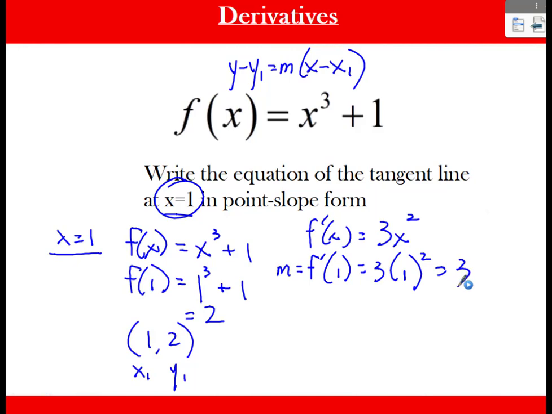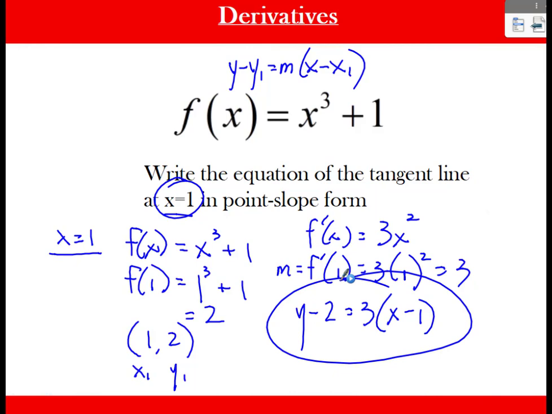And so if we plug these in, y minus y1, which is 2, equals 3 times x minus x1, and you're good to go. That is your equation of the line in point slope form.